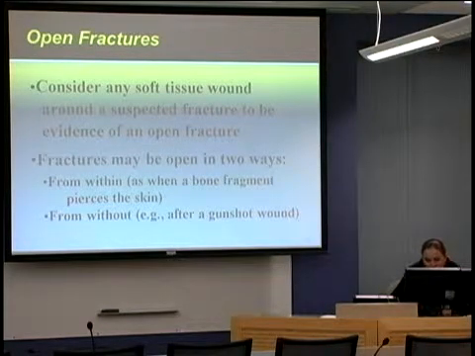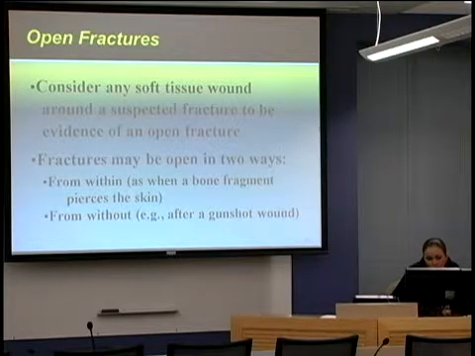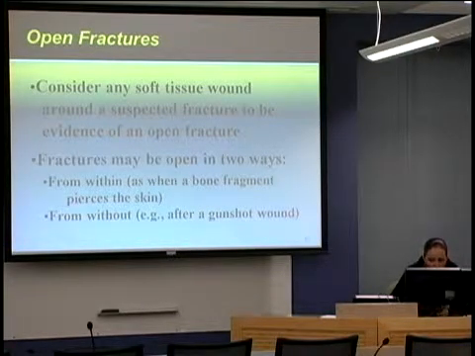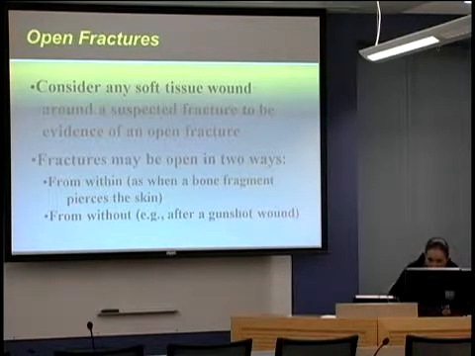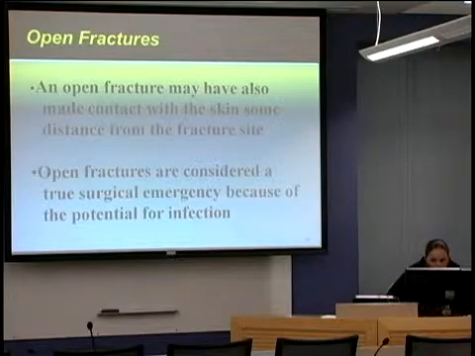I would like to go over the open fractures. Consider any soft tissue wound around a suspected fracture to be evidence of an open fracture. Fractures may be open in two ways: from within, as when a bone fragment pierces the skin, or from without, as an example is a gunshot wound. An open fracture may have also made contact with the skin some distance from the fracture site.